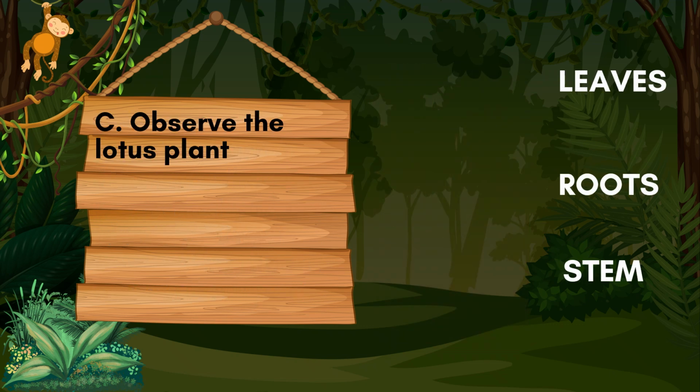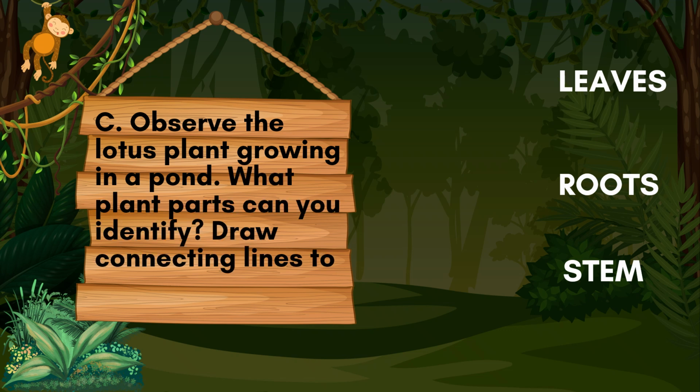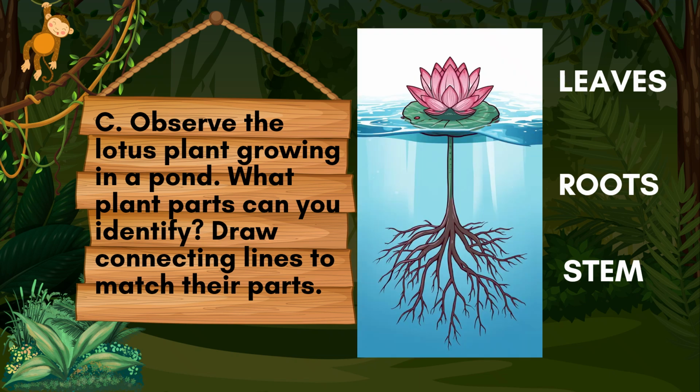C. Observe the lotus plant growing in a pond. What plant part can you identify? Draw connecting lines to match their parts. These are the leaves, the roots, and the stem.